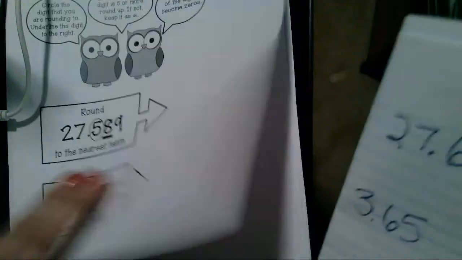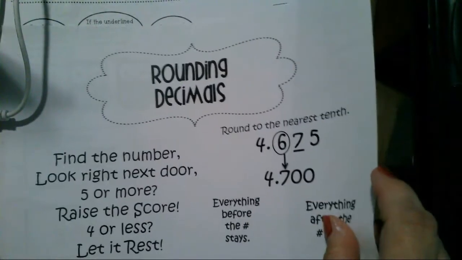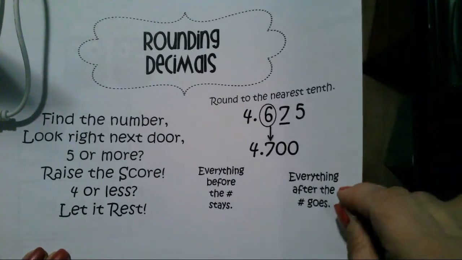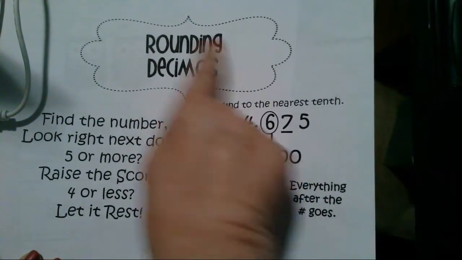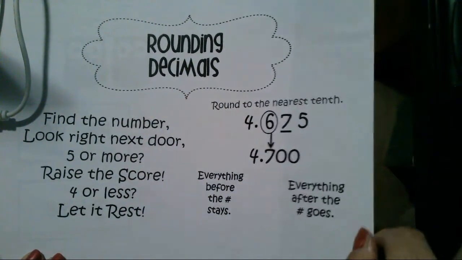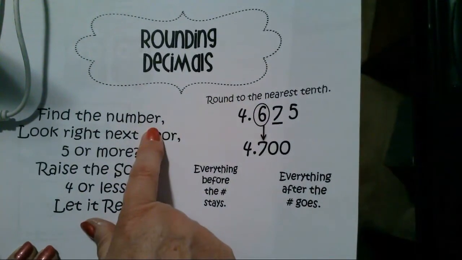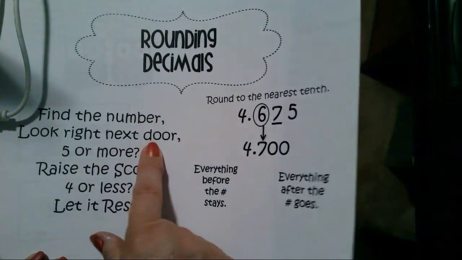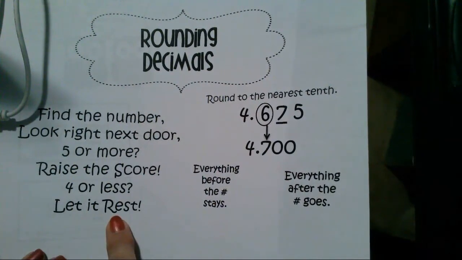Now that you're getting the hang of it, you're going to have an opportunity to do some practicing on your own. Below this video, I'm going to give you a PDF that you can print out, if you're able to, of our rounding decimals reference sheet. If you are not able to print, then I would suggest that you copy all of this down into your math journal so that you can refer to it to help you know what to do. Find the number, circle it. Look right next door. 5 or more, raise the score. 4 or less, let it rest.